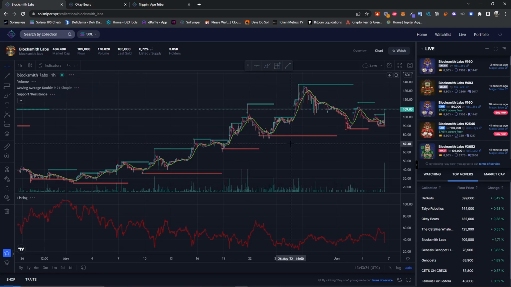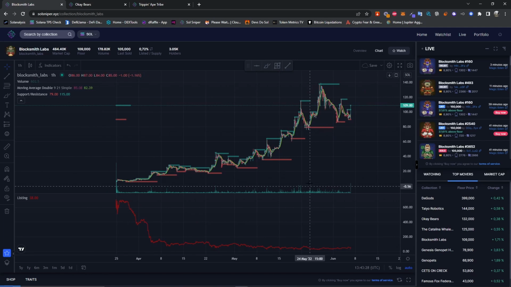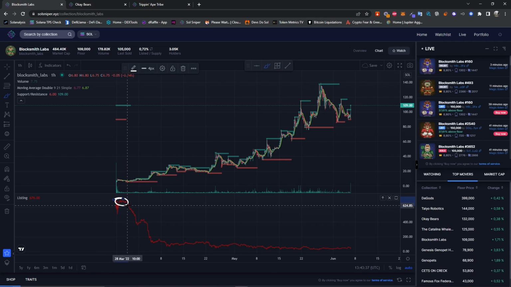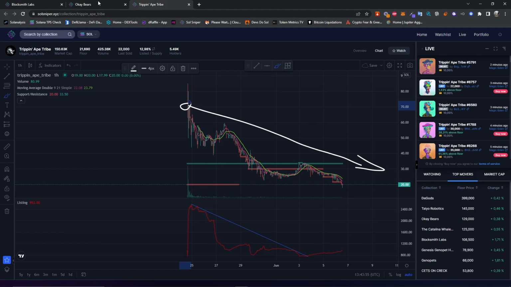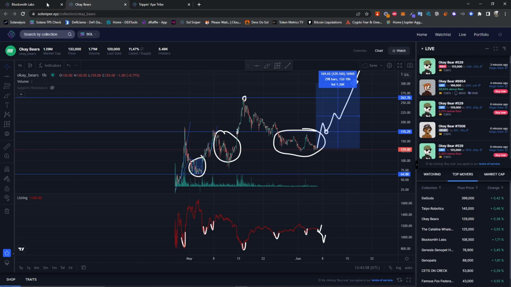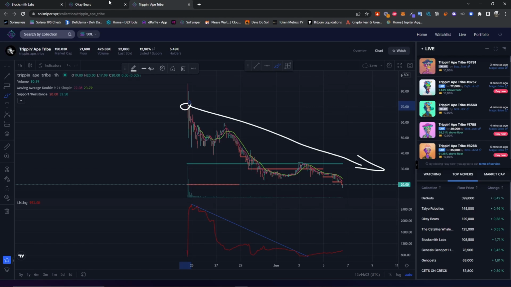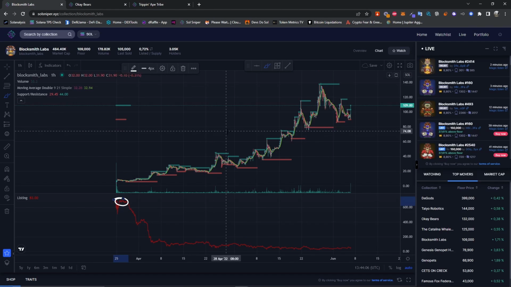Yeah, they made a pretty good job on it, and this is what you really want to see. Right away, at first there was not much attention, just a few, but then people realized how much they could do with Blocksmith, because Blocksmith has actually not, like OKBears and Tripping Ape Tribe as of now. I don't know any real utility for OKBears and Tripping Ape Tribe. For me, it's only a profile picture collection, which is essentially, for the art, okay, but yeah, Blocksmith Labs has utility and you can make money with it.